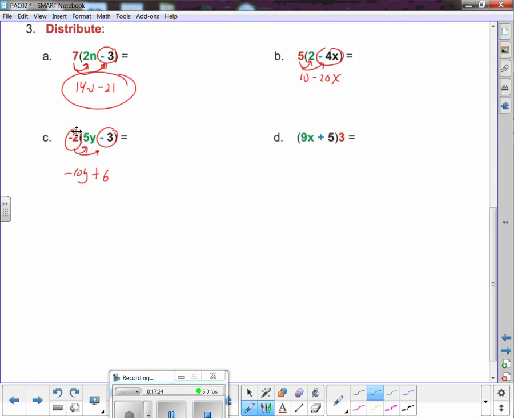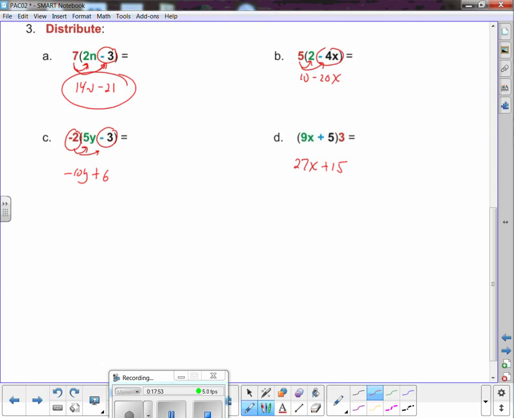Okay, so you want to multiply 3 times 9x and get what? Okay, is that it? We done? What else do you want to do? And then you could do 3 times 5 and that's 15 and then you add the plus.